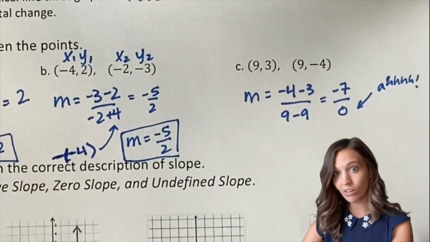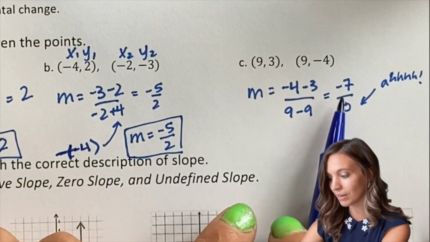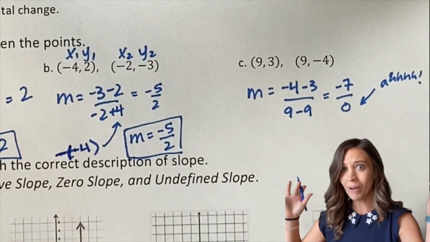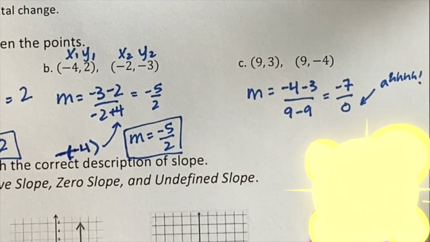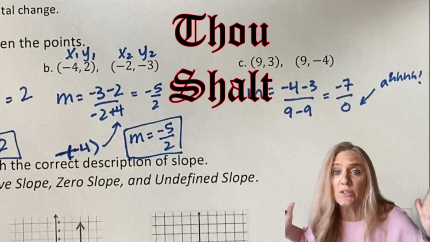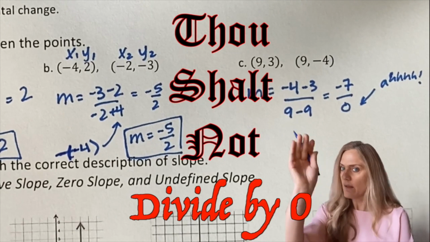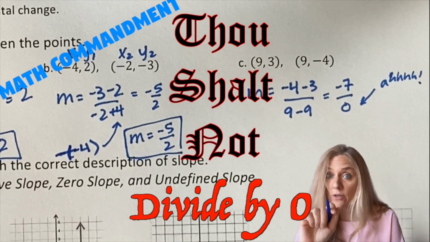Then my last one, I don't even have an answer for yet, because look what happened in my denominator. I have negative 7 over 0. Oh my gosh, I'm dividing by 0. What do I do? Hello? Thou shalt not divide by 0. That is one of our math commandments. So I want you to always remember that.